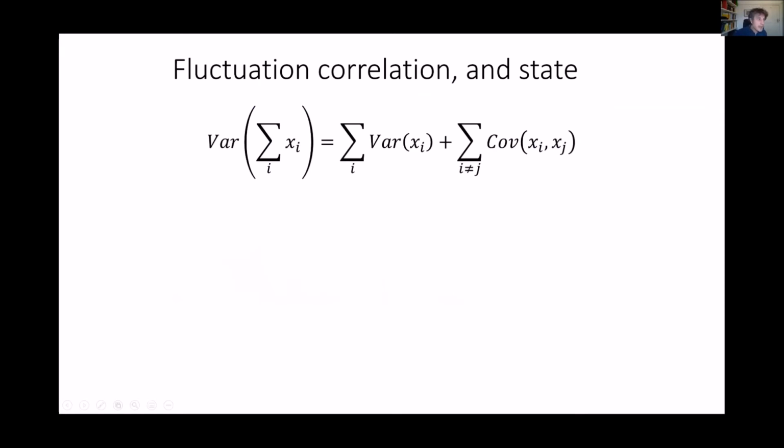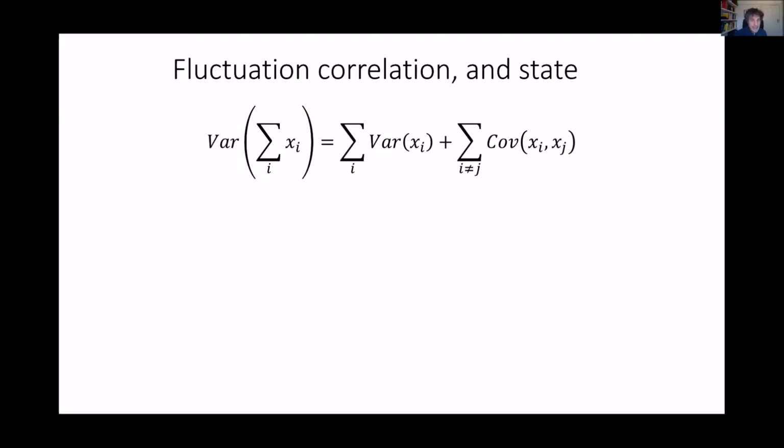So we can learn a lot just by looking at the population rate. And this equation here is a mathematical fact, but it actually tells us some important biology. All this says is that the variance of a sum is the sum of the variances plus the sum of the covariances. This is an easy thing to prove.